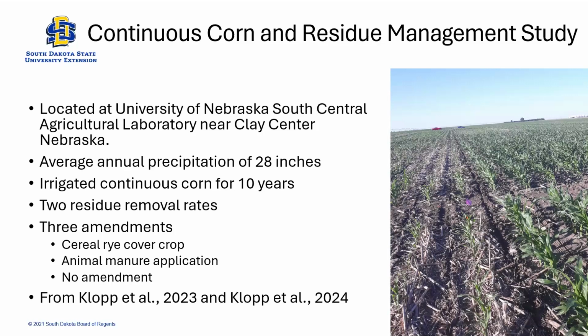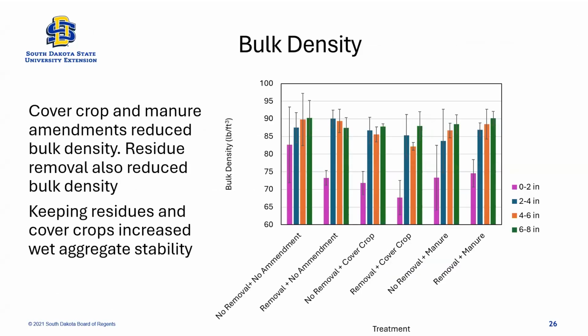And in this study, we had 2 residue removal rates, which is no removal and baling the residue. And we had 3 amendments, which was a cover crop and applying animal manure. And I published these papers in Soil Science Society of America Journal and Journal of Agriculture and Food Research. And here's the bulk density data from the different depths that I sampled, which is 0 to 2, 2 to 4, 4 to 6, and 6 to 8, which is used to calculate carbon stocks. And as you can see here, the standard deviation on the bulk density data also is really high.